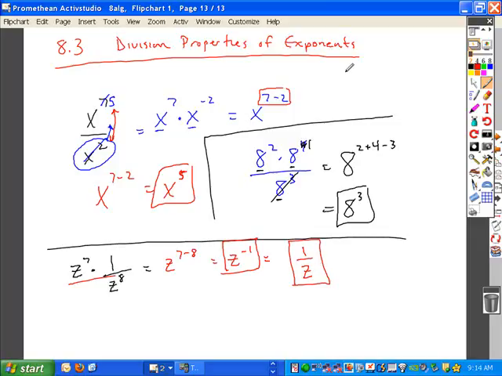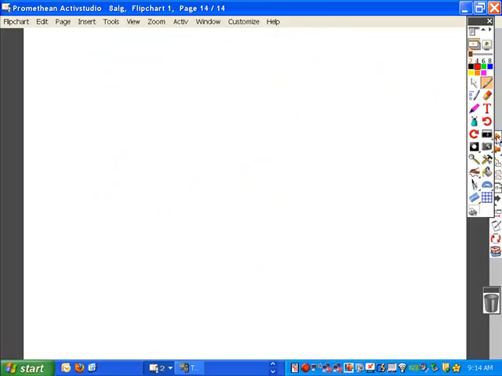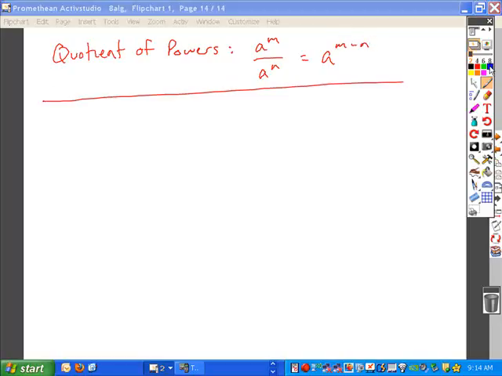Okay, so this rule right here is called the quotient of powers. Okay, so we have the product of powers, the power to a power, and the power of a product rule. We're now adding the quotient of powers rule. And then the final one is the powers of a quotient rule. So here's the rule for what we just did. When you divide two numbers with the same base, you're going to subtract their powers.